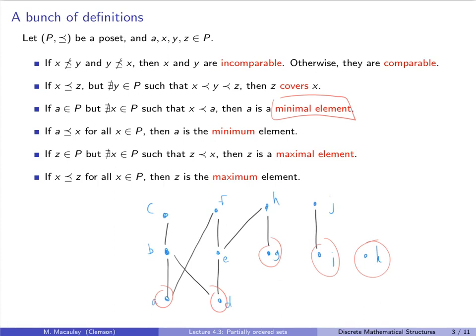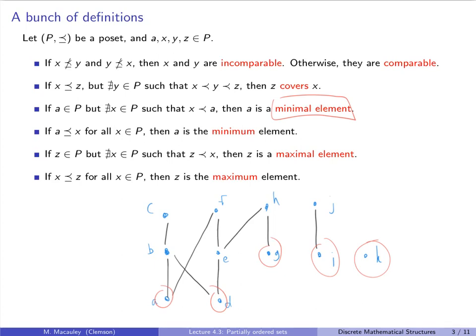What about a minimum element? A minimum element is something such that everything in the poset is bigger than it. So there's not going to be any one of those. There would have to be some element such that everything else is above it, and that's obviously not the case.